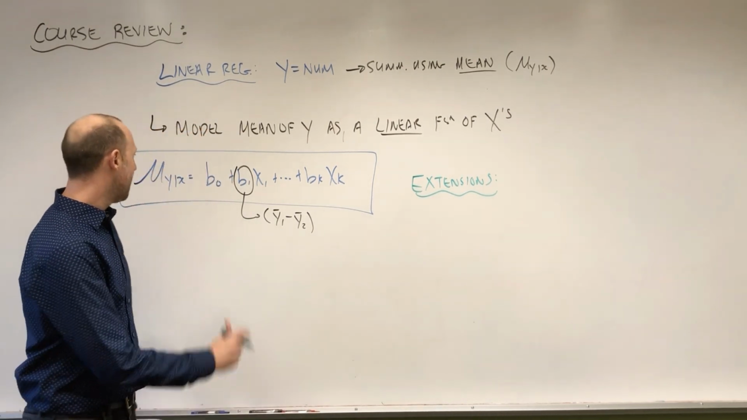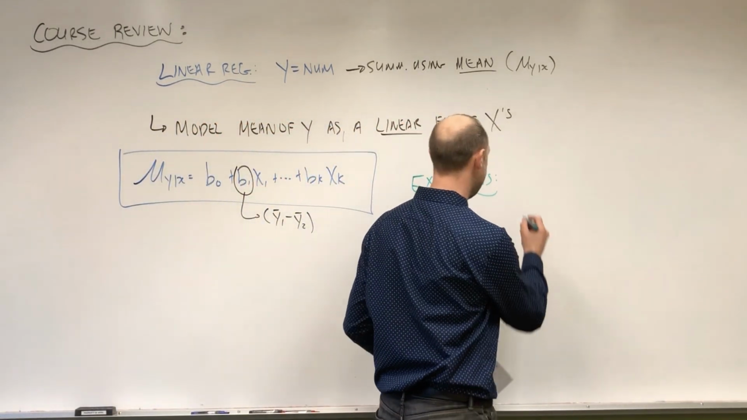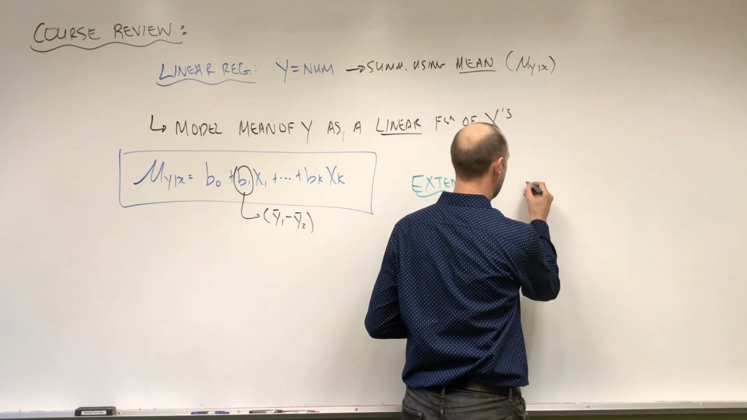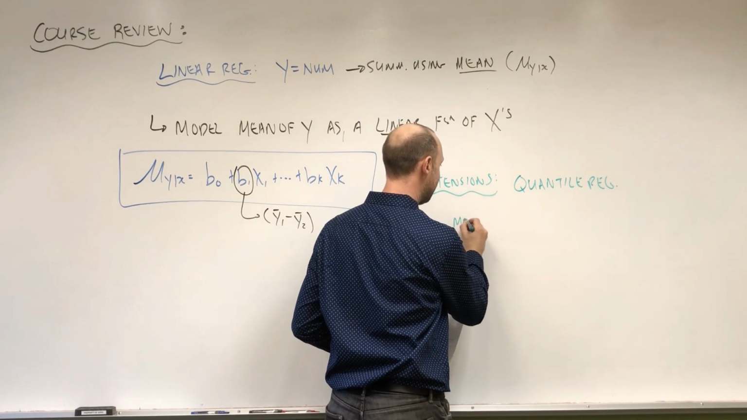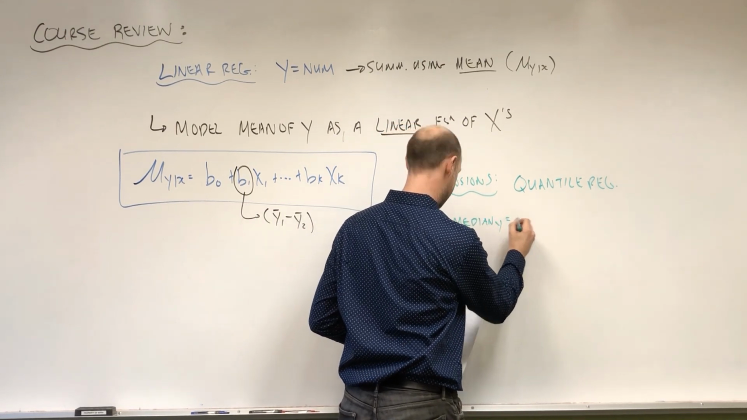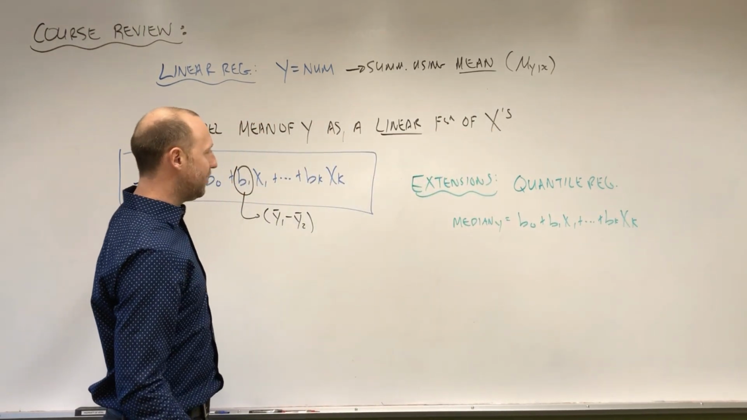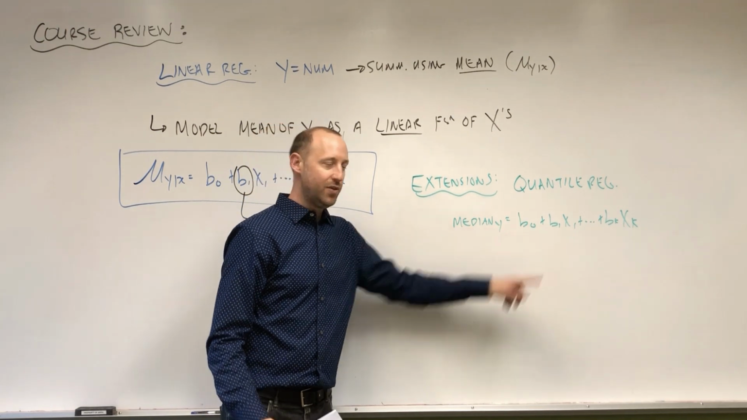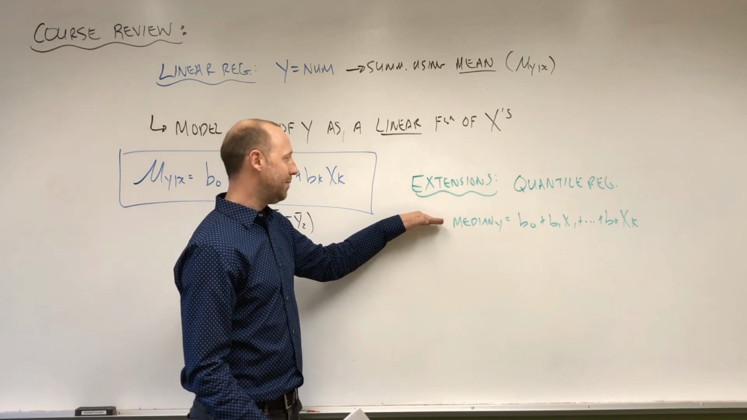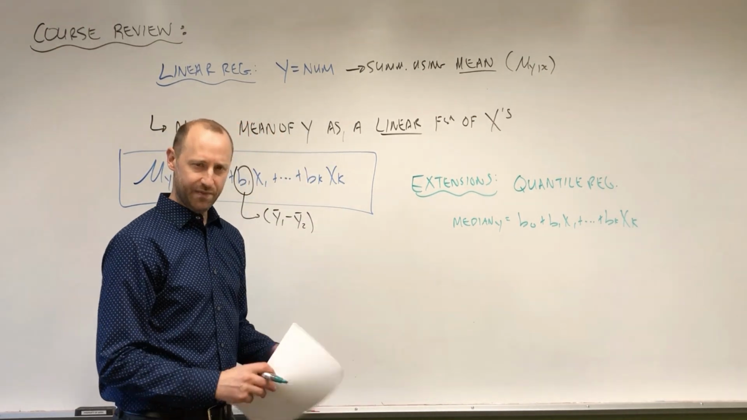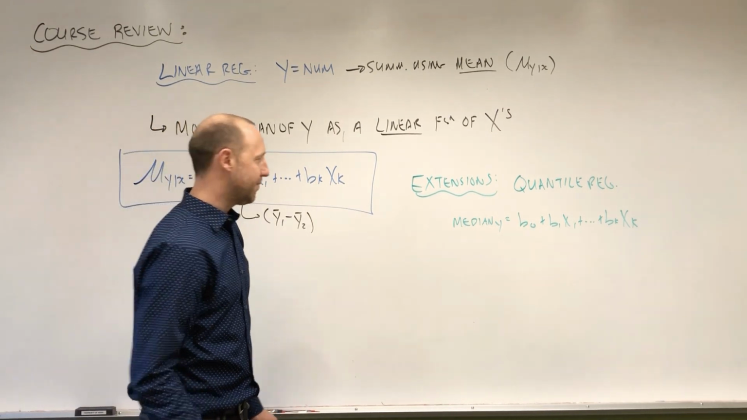But we talked a little bit about the idea of rather than modeling the mean of y, we could use something like quantile regression. And with this we can model, say, the median of y as a linear function of the x's. So rather than trying to model the mean of y, you can model the median of y using a linear function of x's. And we really only mentioned this in name, but it's an extension of linear regression. So once you understand linear regression, understanding quantile regression is not a big jump from there.